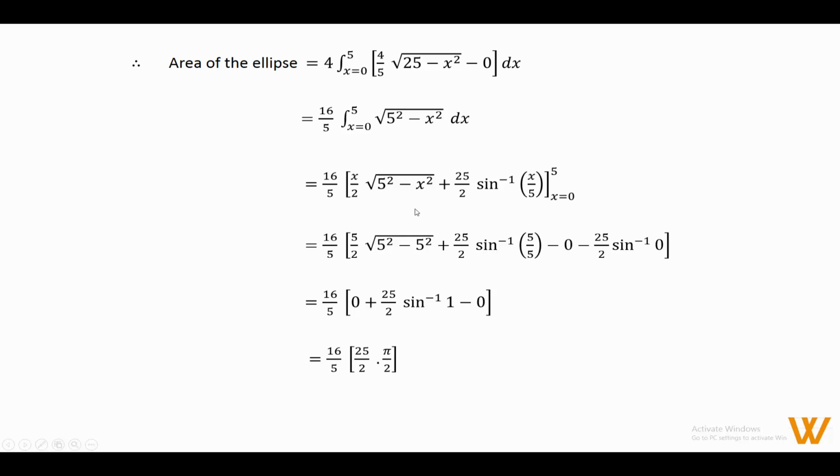So equal to 16/5 inside the bracket, only one term remains: 25/2 into sin inverse 1, which is pi by 2. Now 16 upon 4 is 4 only, 25 upon 5 is 5 only. So 5 into 4 is 20 pi. So it is equal to 20 pi square units, the area of the given ellipse.